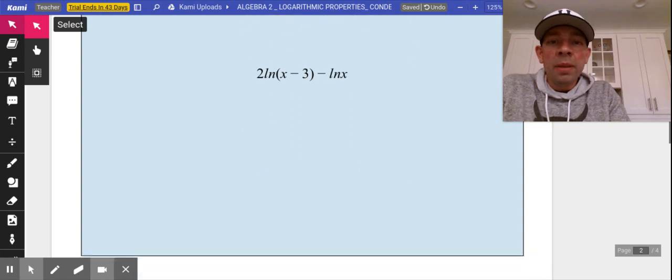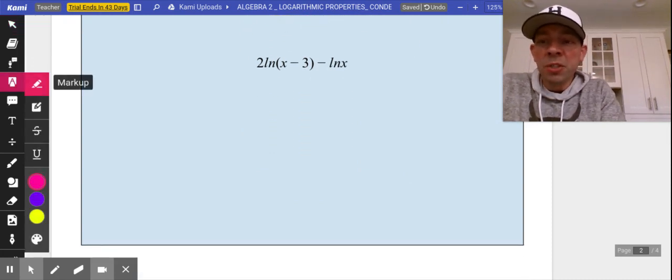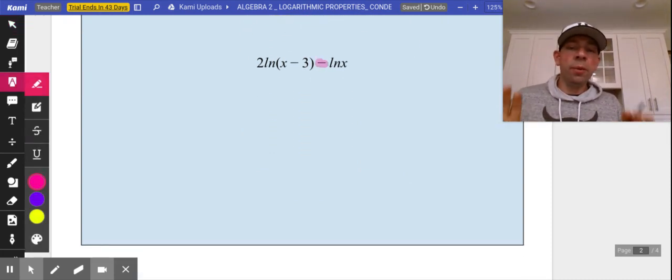Next one. I do see a minus sign. But just like the last example, I'm not going to do anything with that minus sign yet until I take care of the coefficients.